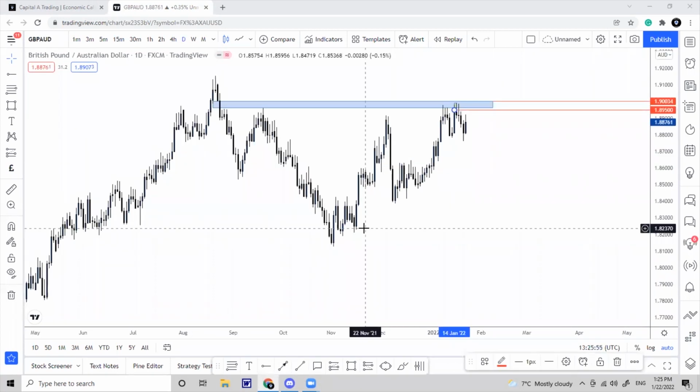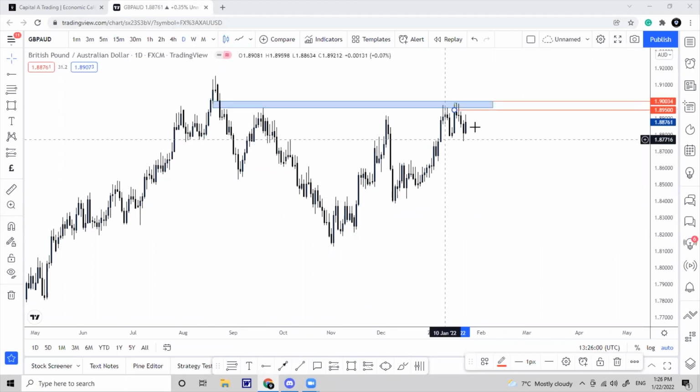Okay, next up is going to be the pound Australian dollar. Now, again, this is the daily picture. Price has come around that 190 level. I have been mentioning this last week, and it's been showing signs of struggle. It looks like a contract is being created in that area.